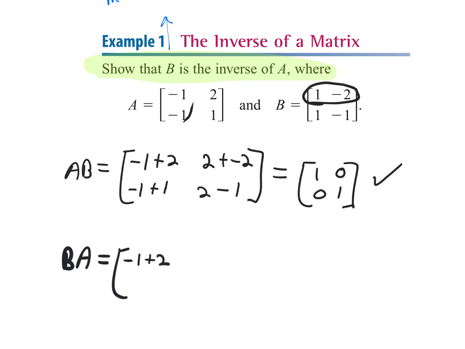All right, same thing. First row, second column. It's going to get you 1 times 2, so 2, plus 1 times -2, which is -2.